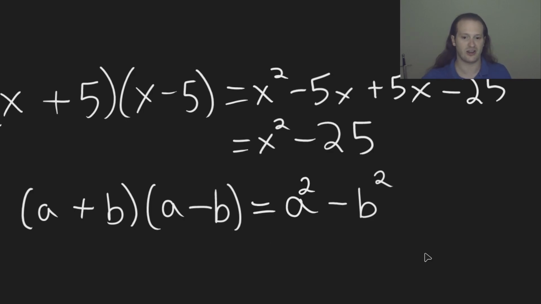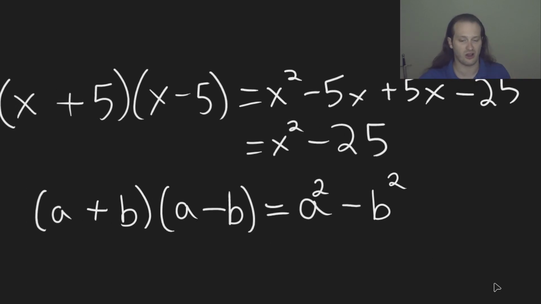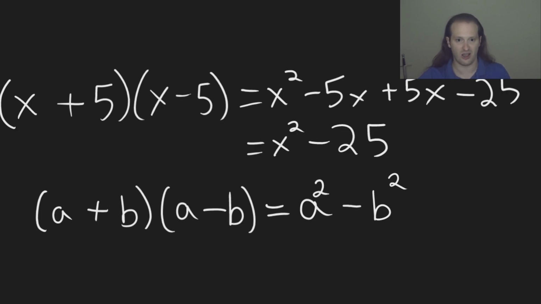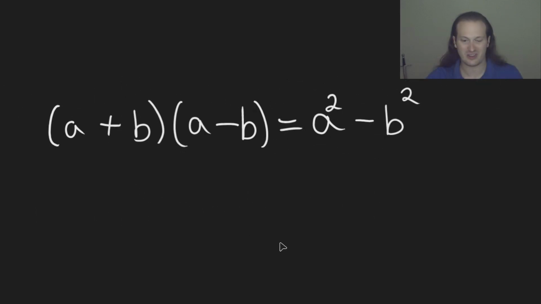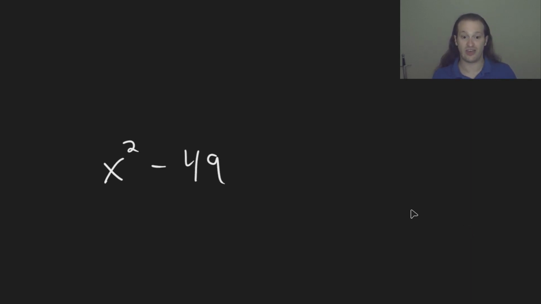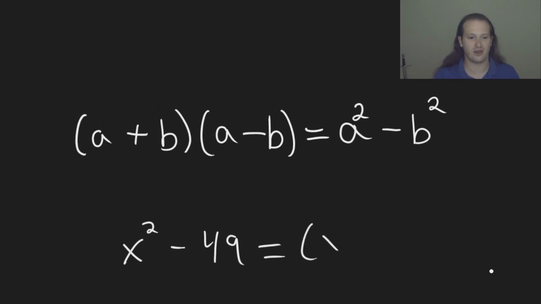This is the shortcut, and this is what you'll come to know and learn and love, called the difference of squares. It's really important to understand when something is a difference of squares. So, for instance, if I just gave you right away x squared minus 49, I immediately know that it came from x plus 7, x minus 7.